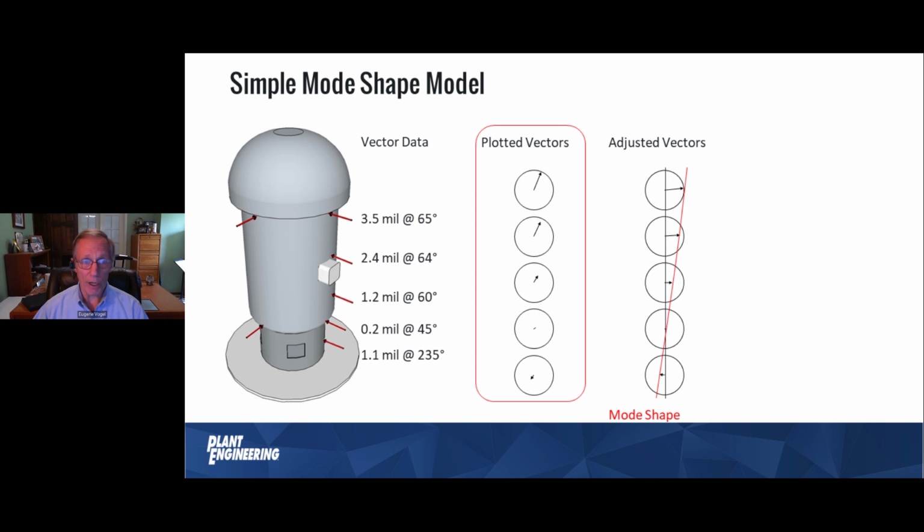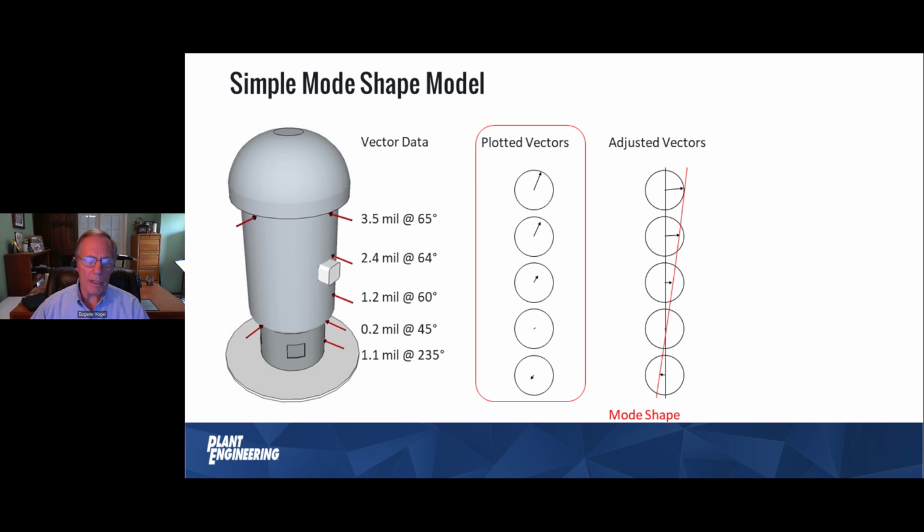Here's an example of a really simple manual operating deflection shape. There were readings taken at 5 different elevations up and down this vertical pump motor. It's typical to do this in displacement, as there are here. You can look at the phase angles and see what they are, and you would plot each of those vectors as we've done here, with the plotted vectors at 65 degrees, 64, 60, and then 235 is 180 degrees out. See, it goes out the other side at the one on the bottom, okay?